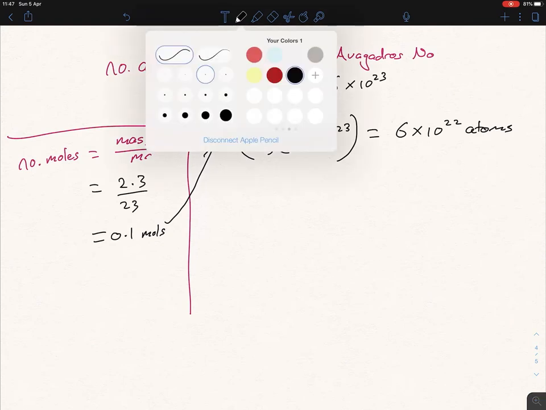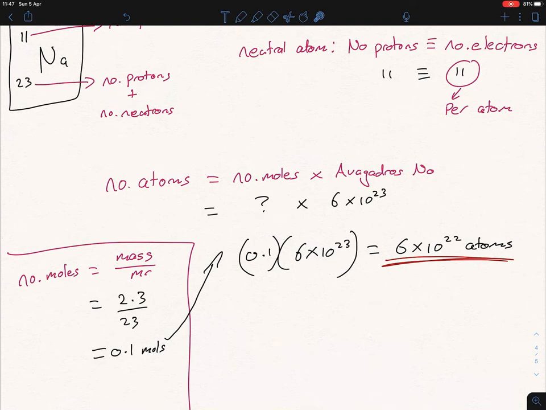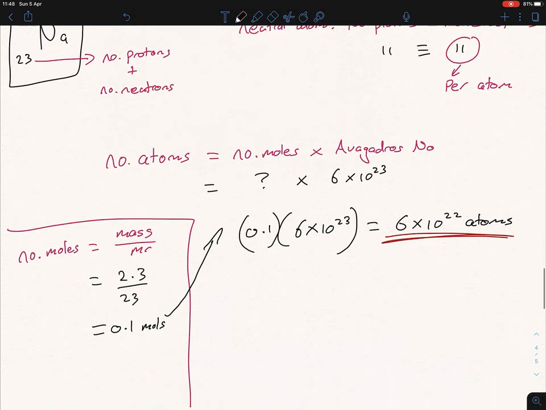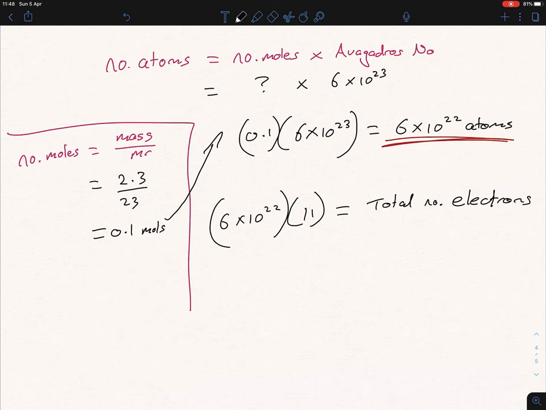Okay, so that's great. We have our number of atoms here, and we know that every single atom contains 11 electrons. So all I'm going to do now is take 6 times 10 to the power 22 and multiply that by 11. That will equal our total number of electrons. And again, put everything into brackets, and when you do that, it becomes 6.6 times 10 to the power of 23 electrons.